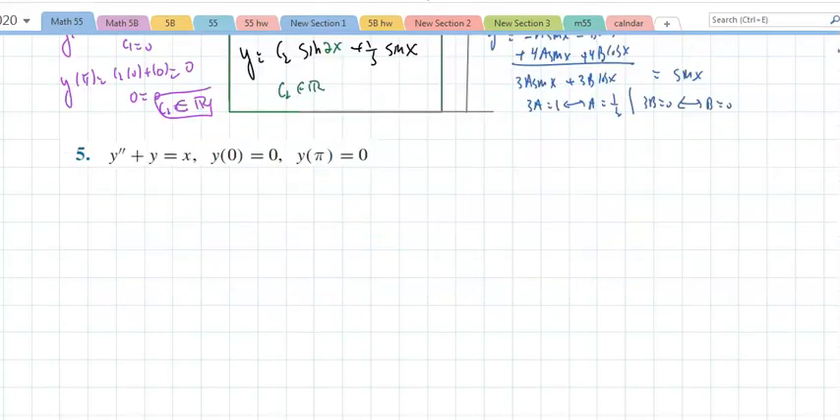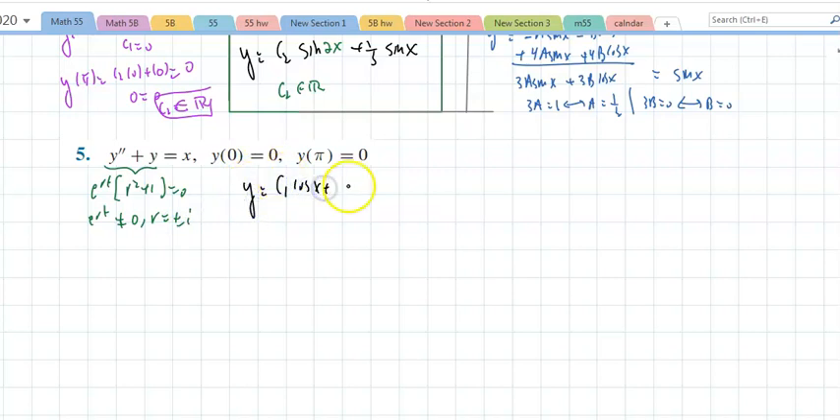Now I'm looking at problem number 5. Same deal. I'm looking at a non-homogeneous equation. If I let y equal e to the rt, I'm going to get e to the rt times r squared plus 1 equaling 0. Well, e to the rt cannot equal 0. It has to be that r equals plus or minus i. So far, my solution is C sub 1 the cosine of x plus C sub 2 the sine of x.